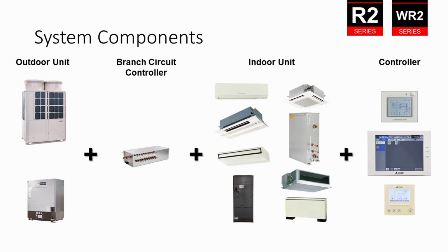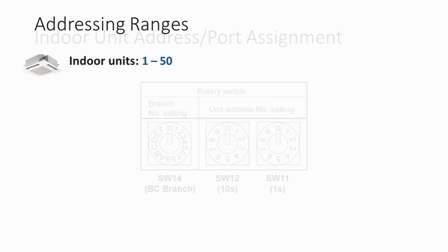Understanding the address ranges for the outdoor units, BC controllers, sub-BC controllers, indoor units, zone controllers, sub-zone controllers, and centralized controllers is very important. The first components to address when you're addressing a city multisystem is the indoor units. Because any city multisystem can have up to 50 indoor units, the indoor unit address range is 1 through 50.